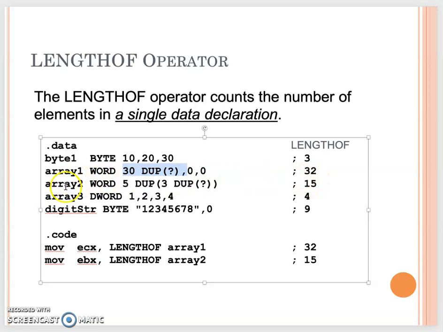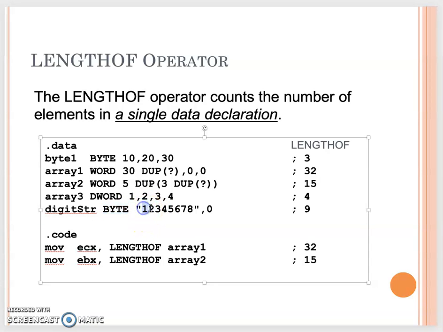Then you have array 2. The same thing, they are words. Here you have 5 DUP, but inside the DUP there is another DUP. So it will do it 5 times, and each time has 3 elements, not initialized. So 3 times 5, array 2 will have 15 elements. Then you can see the last one, the string. Because the data type is byte, even that string we consider a byte array.